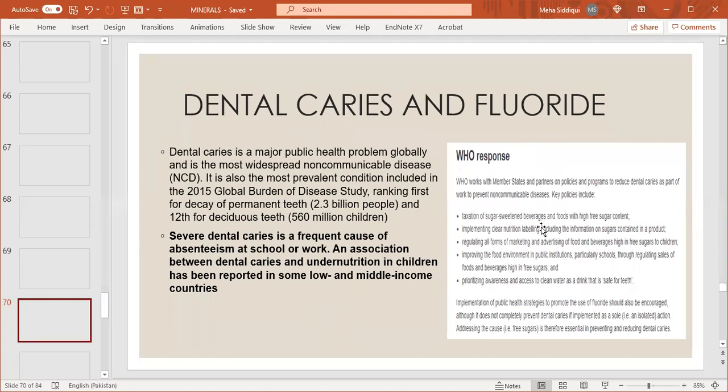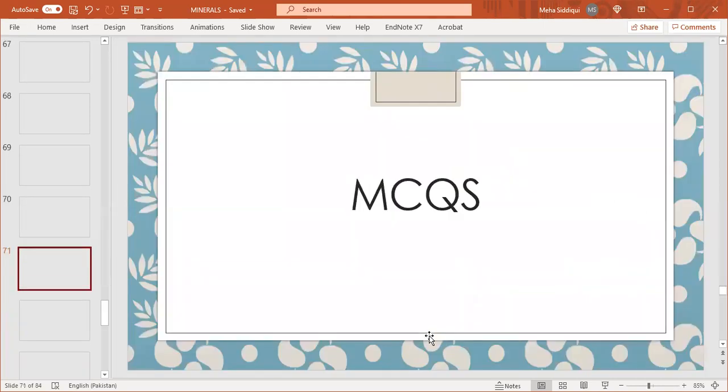Now, the WHO response: it has made key policies that include taxation of sugar-sweetened beverages and foods with high free sugar content, implementing clear nutrition labeling, improving the food environment in public institutions like schools, and prioritizing awareness and access to clean water. Implementation of public health strategies to promote the use of fluoride should also be encouraged, although it does not completely prevent dental caries if implemented as a sole action. Addressing the cause is therefore essential in preventing and reducing dental caries.